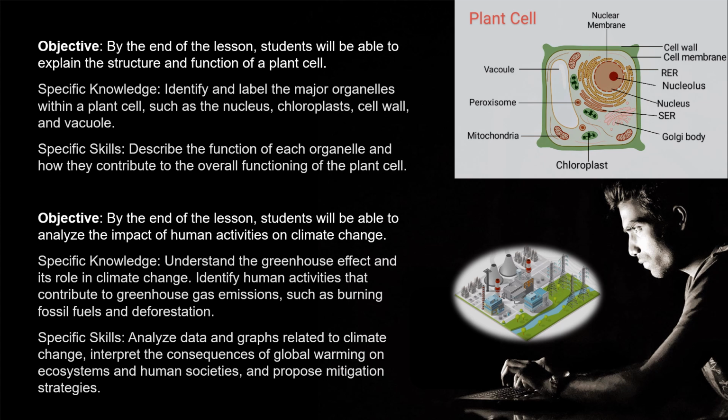Objective: by the end of the lesson, students will be able to analyze the impact of human activities on climate change. Specific knowledge: understand the greenhouse effect and its role in climate change. Identify human activities that contribute to greenhouse gas emissions, such as burning fossil fuels and deforestation. Specific skills: analyze data and graphs related to climate change, interpret the consequences of global warming on ecosystems and human societies, and propose mitigation strategies.